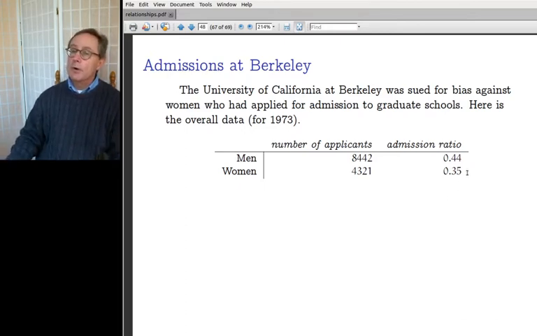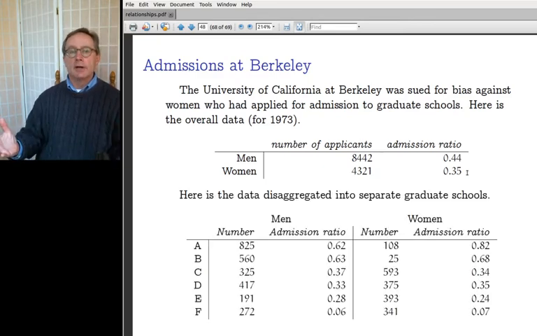It seems very straightforward. But of course, I wouldn't be doing it if it was very straightforward. And the answer is when you disaggregate into the separate graduate schools, it's an entirely different story. So there are 1, 2, 3, 4, 5, 6 different graduate schools. Law, medicine, this kind of stuff. When you disaggregate into the different graduate schools, let's look at graduate school A. Men is 62% admitted, women is 82% admitted. For B, men is 63% admitted, women is 68% admitted. C, men is 37% admitted, women is 34% admitted.